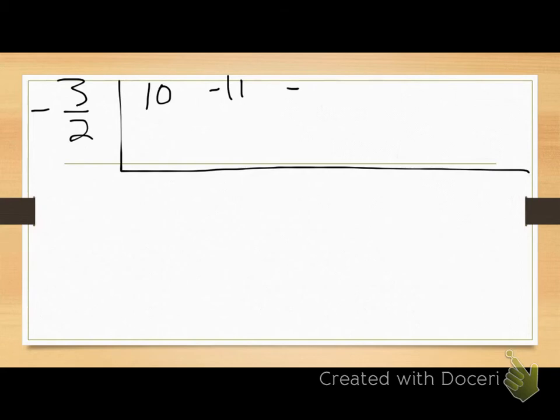Negative 42. And 12. So there's my coefficients of my polynomial.